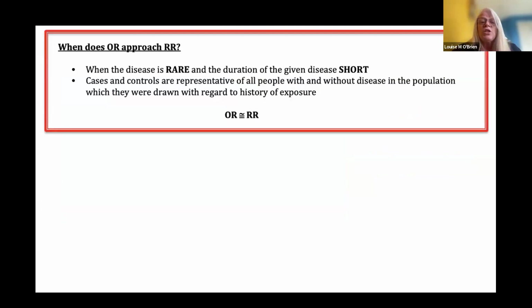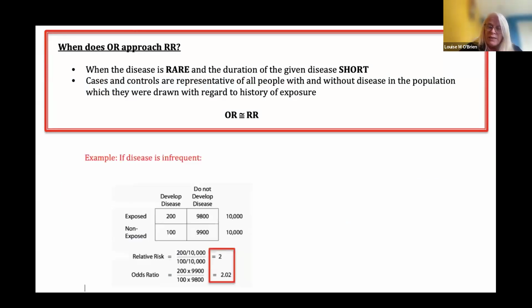So sometimes these two things are actually very similar, right? Odds ratios are very, very similar to relative risk, and there are two situations when that happens. The first one is when the disease is rare and the duration of the disease is short. The second one is when the cases and controls that you've selected are very representative of everybody with and without the disease in your population of interest. In that case, they can be similar, but I'm going to show you a few examples of how they can be similar and how they can be different.